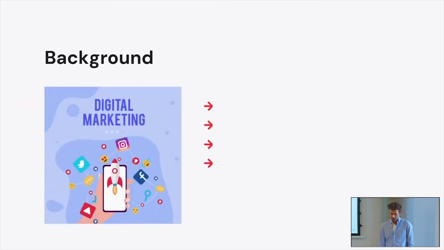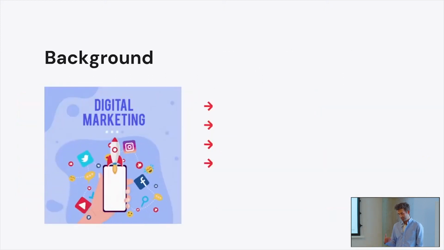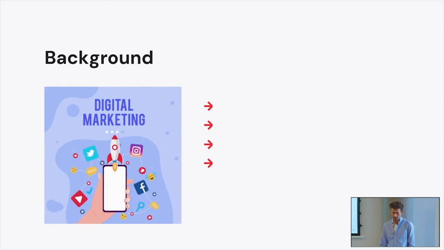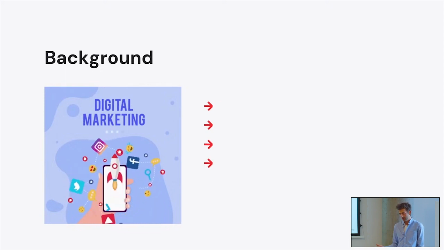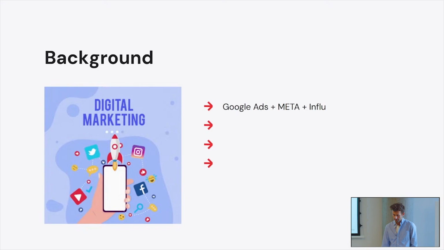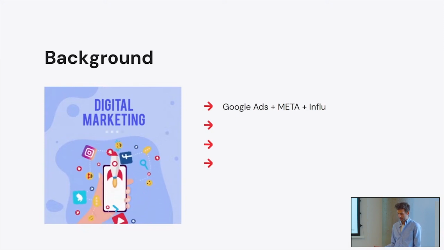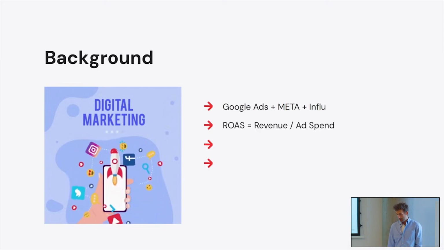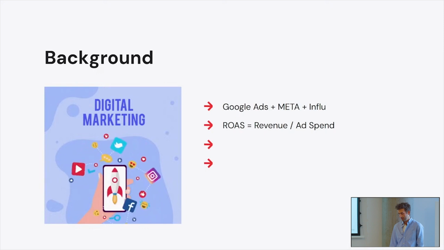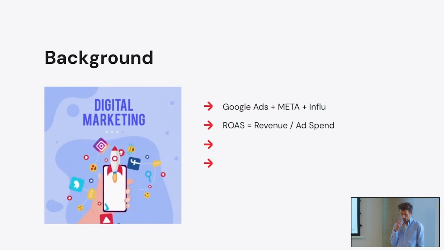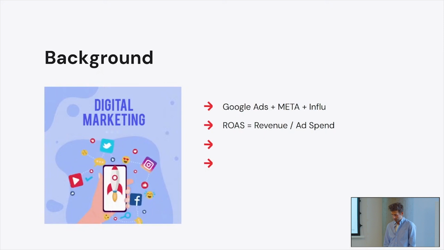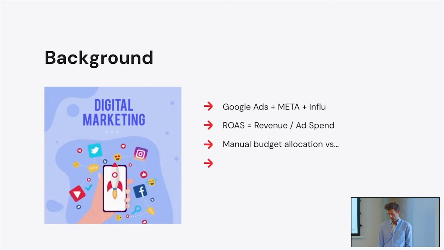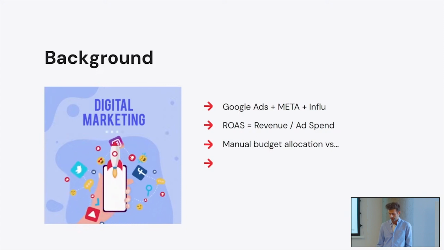And before I jump into the first one, let's put a little context on the situation. So all these traps happen in a typical digital marketing background. We're running Google Ads, Meta, some influencer campaigns, usually those 2 or 3. ROAS, so revenue divided by ad spend, is our main focus, our guiding metric in terms of making decisions. And we are faced with manual budget allocation.